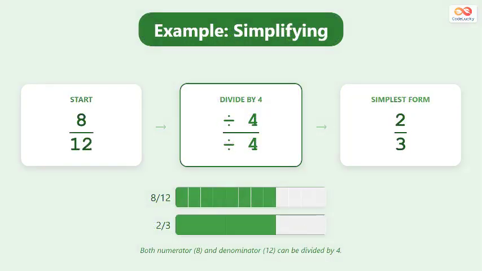Now let's try scaling down or simplifying. We have the fraction 8/12. We need to find a number that goes into both 8 and 12 evenly. 4 works for both. 8 divided by 4 is 2. 12 divided by 4 is 3. So the simplest form of 8/12 is 2/3.